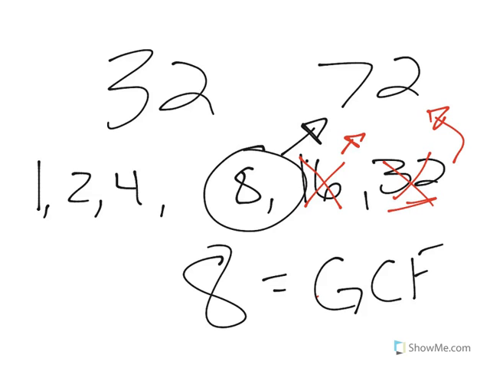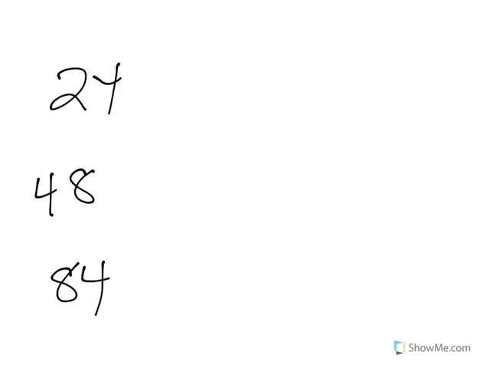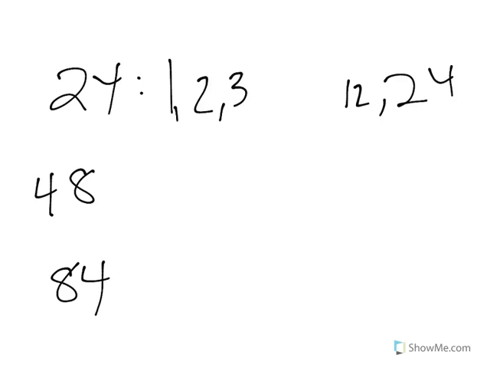Now, you can do that with 3 numbers too. So we'll look at 24, 48, and 84. So we're just going to start with 24. Let's go 1 and 24, 2 and 12, 3 and 8, 4 and 6. So all I'm going to do is I'm going to go through and I'm going to test them. So I'm going to first test 24. Does 24 go into 48? Yes, it does. Does 24 go into 84?